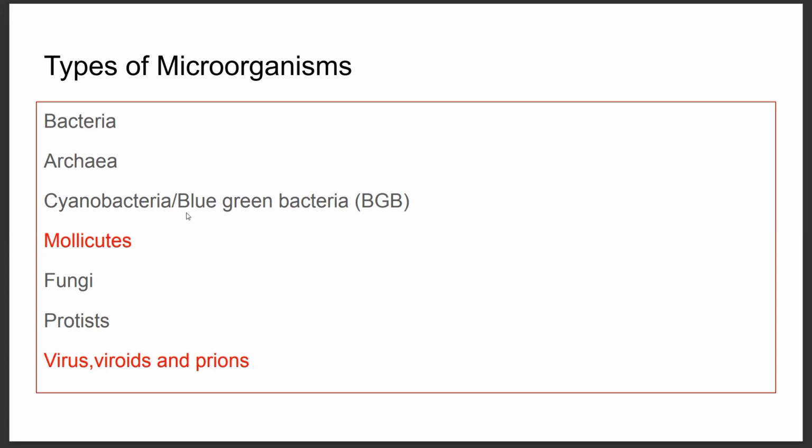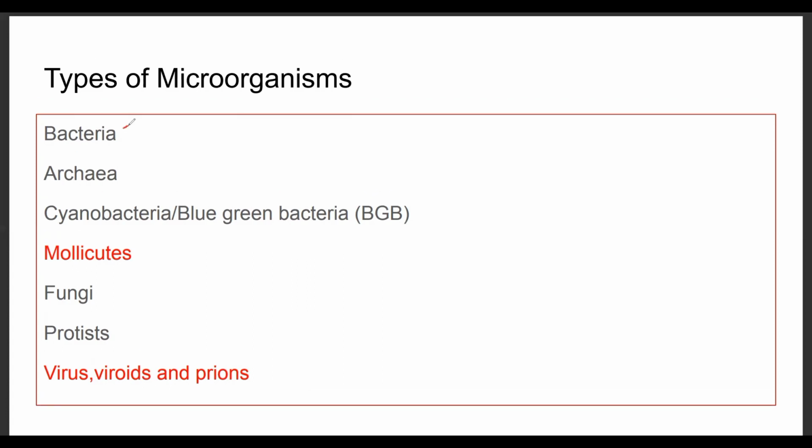They are prokaryotes, right? So these two types of microorganism groups have prokaryotic cellular organization. They are prokaryotes, right? Then we have cyanobacteria, blue-green bacteria. Cyanobacteria are also called blue-green bacteria because they have chloroplast, right? So cyanobacteria also belongs to this group, right?